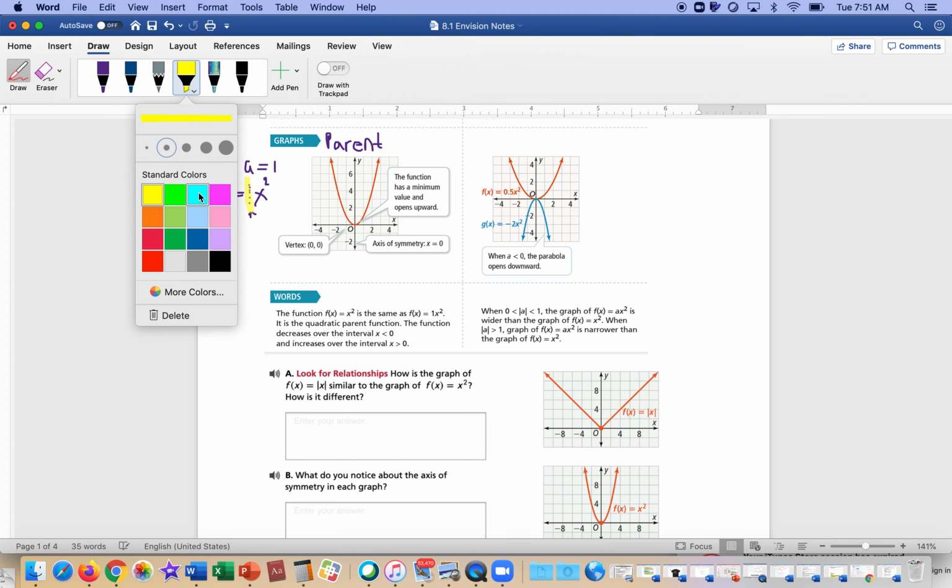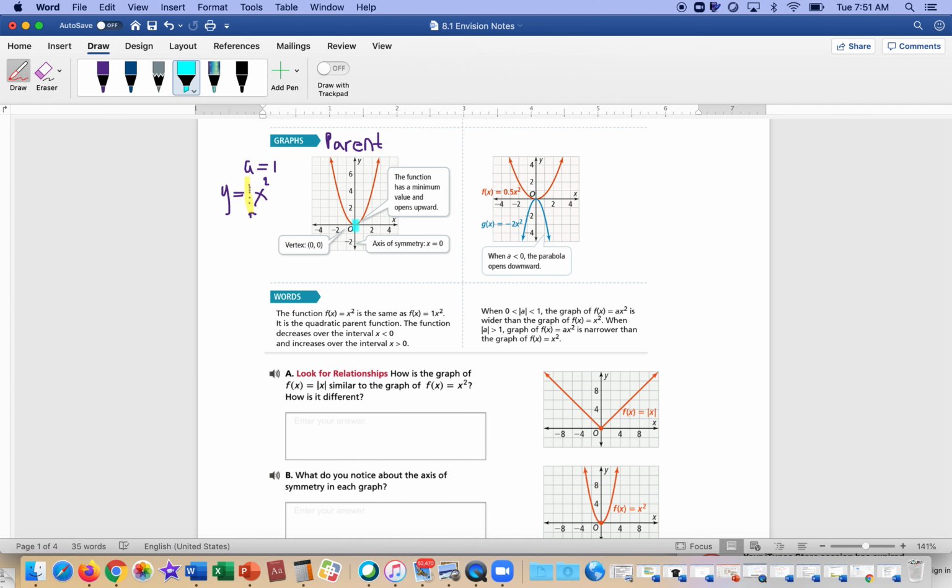Now, when we look at this function, we're going to notice a few different things. We notice that the parent function changes directions. If we look from left to right, it's heading downwards, and then we hit this point, which is called the vertex, and that's where the function changes directions, and then it heads upwards. So the vertex for the parent, and we'll talk about how to find that later, is (0, 0), because that's where it changes direction.